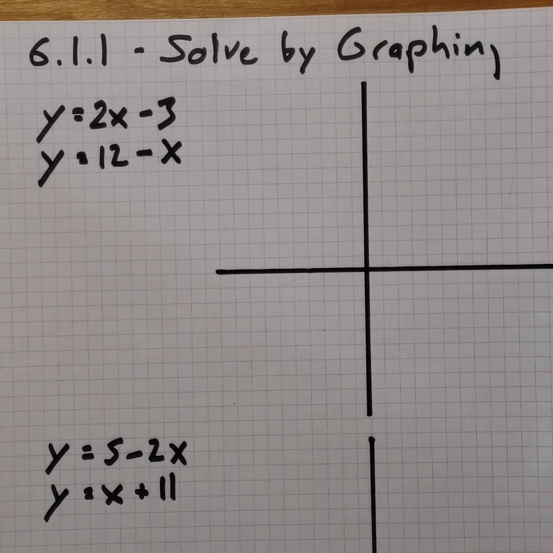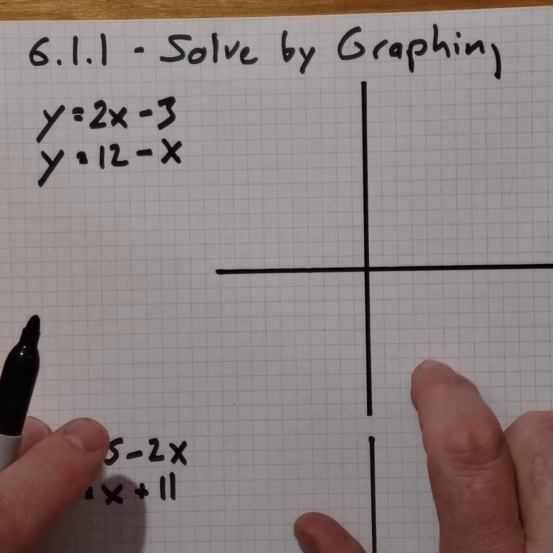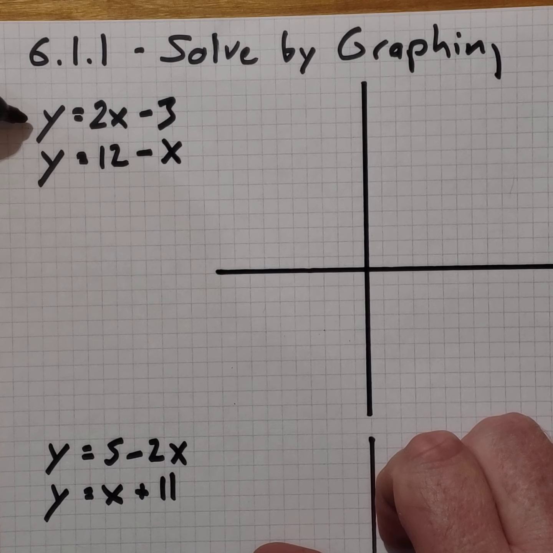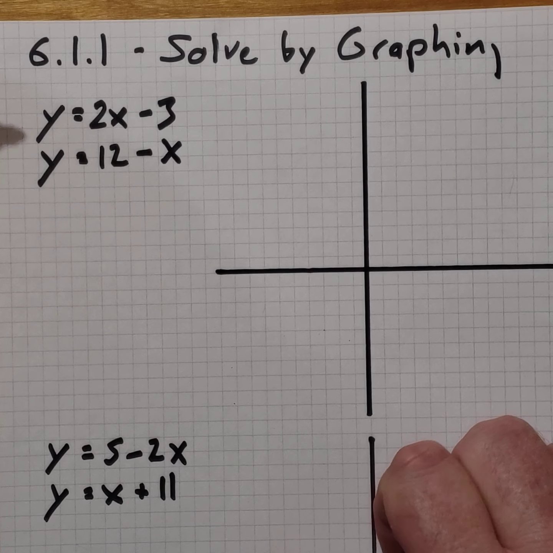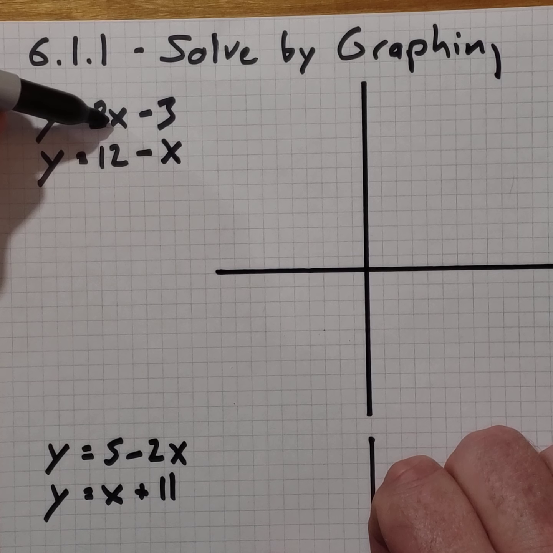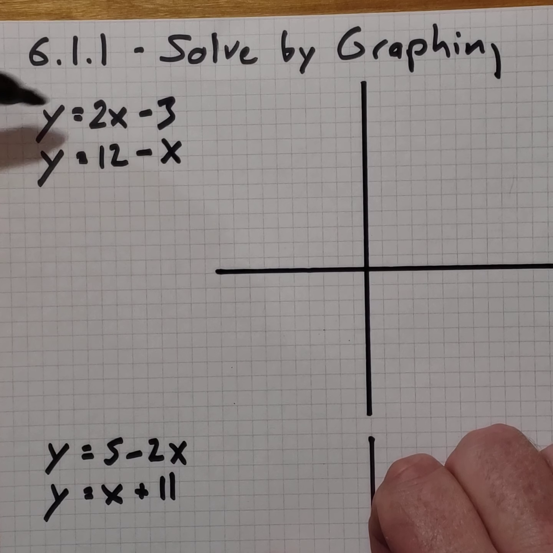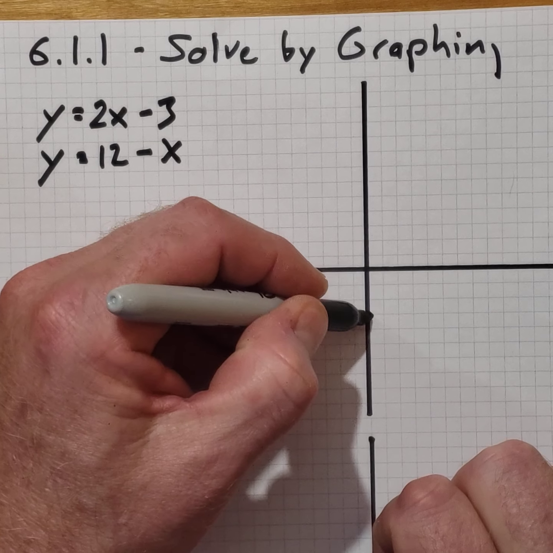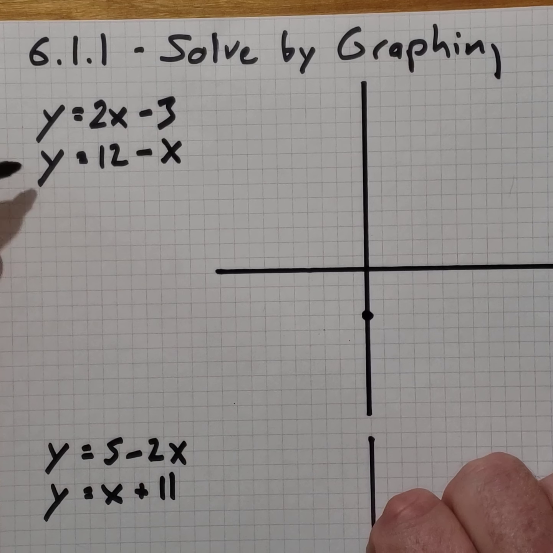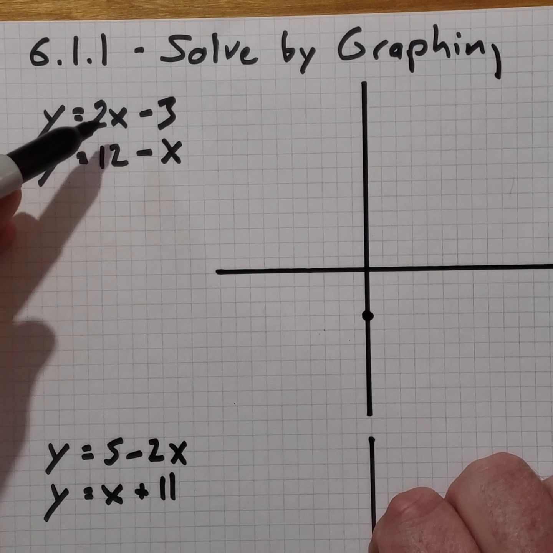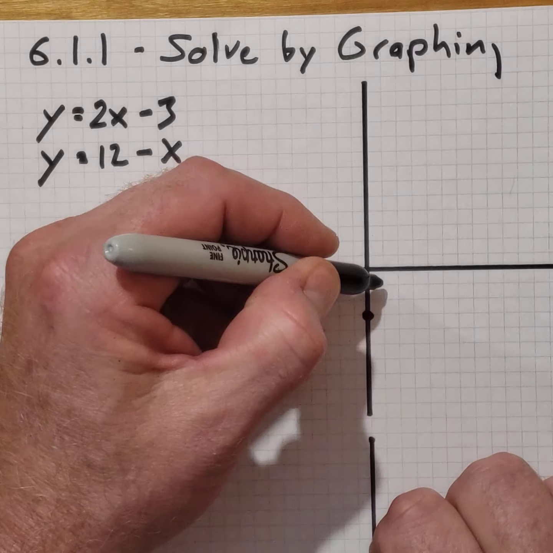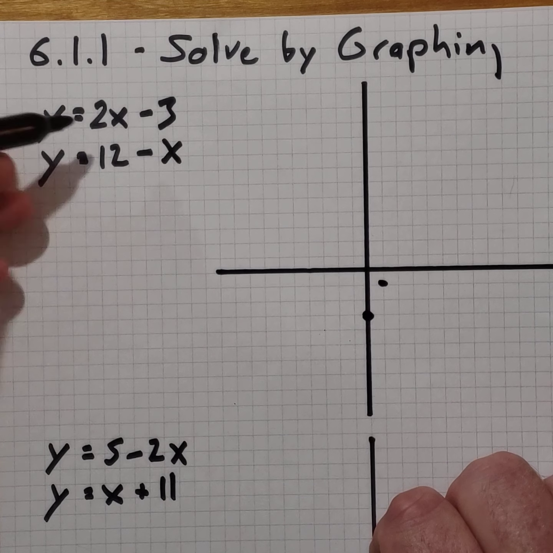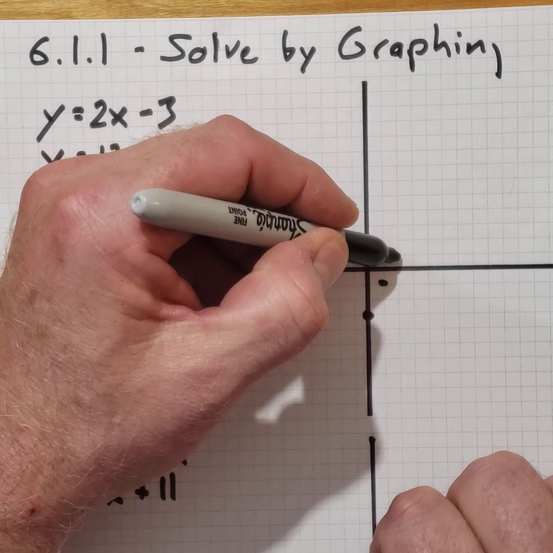But if I were to graph both of these lines, what we're doing is we're finding a pair of numbers that will work in each equation. Let's deal with the first one first. y equals 2x minus 3. I put a 0 in there for x, and 2 times 0 minus 3 will give us negative 3. So 0, negative 3 is on that line. If I put a 1 in there, 2 times 1 minus 3 is negative 1, so the point 1, negative 1 is on that line. If I put a 2 in there, 2 times 2 is 4, minus 3 gives us 1.